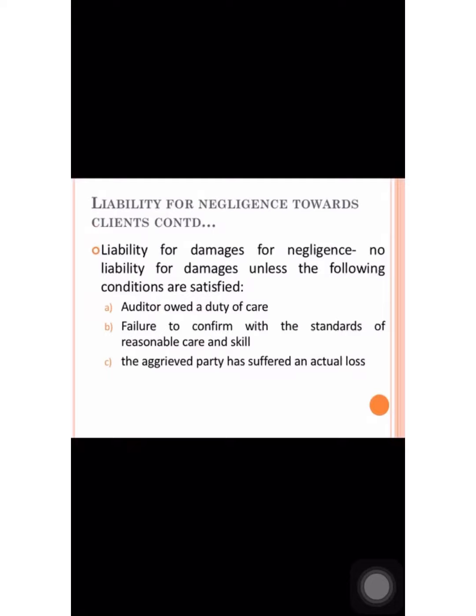Liability for damages for negligence. Now, even when the negligence is proved, there is no liability for damages on auditor unless the following conditions are satisfied. The first condition is the auditors owed a duty of care to the aggrieved party. Secondly, there has been a failure to conform with the standards of reasonable care and skill as expected from the auditor while he is conducting the audit of the company accounts. And lastly, the aggrieved party has suffered an actual loss due to such negligence by auditor. So, when these conditions are satisfied, then the auditor can be held liable for damages.